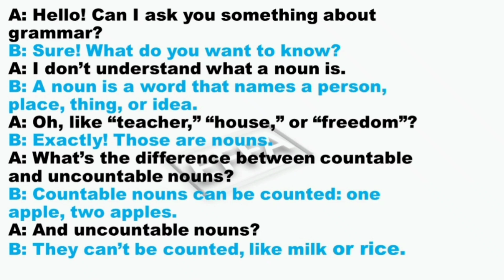A. What is the difference between countable and uncountable nouns? B. Countable nouns can be counted: one apple, two apples. A. And uncountable nouns? B. They can't be counted, like milk or rice.